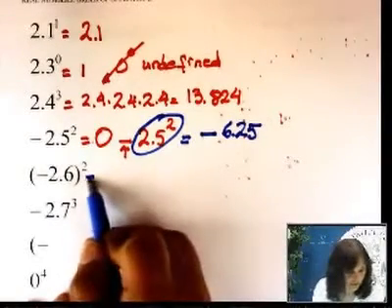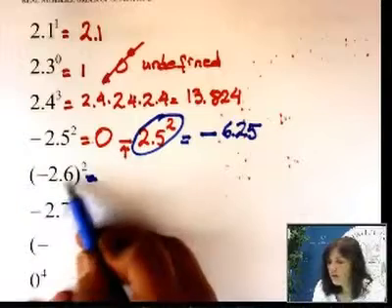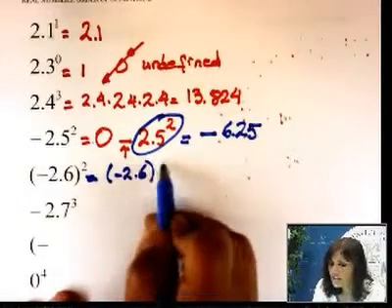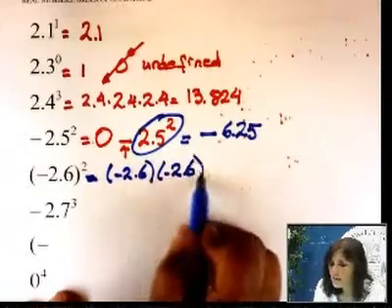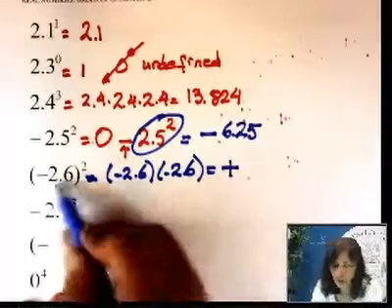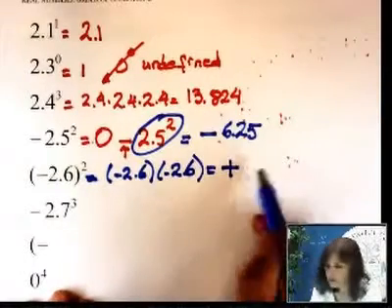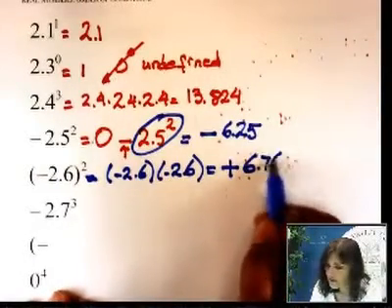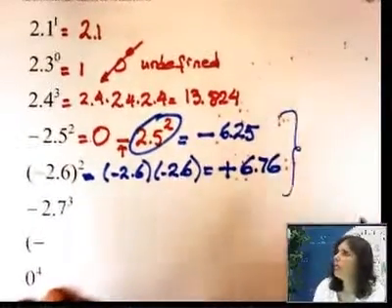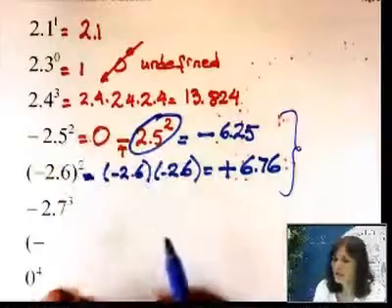Now let's look at 2.6. When you do this, this means negative 2.6 times negative 2.6. Guess what? Since there are parentheses around the 2.6, you're going to get a positive answer. And when you take 2.6 times 2.6, you get 6.76. All right, so make sure that you understand the difference between these two. This one has parentheses, this one doesn't.